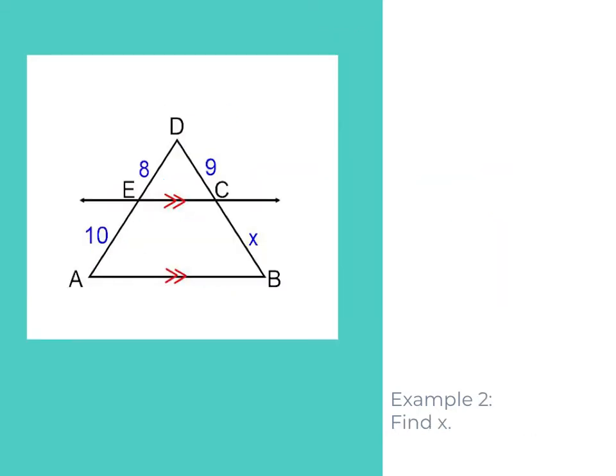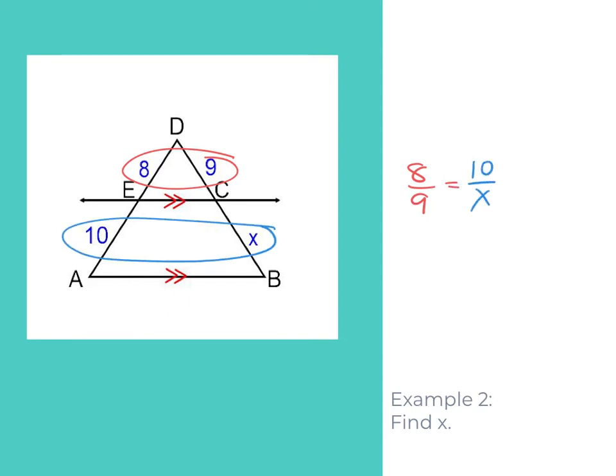Here's another example that's very similar. We have two parallel lines that is telling us that. So I can set this up as 8 over 9 is equal to 10 over X. Cross multiply, 8 times X equals 9 times 10, which is 90. Divide both sides by 8. I get X equals 11.25.